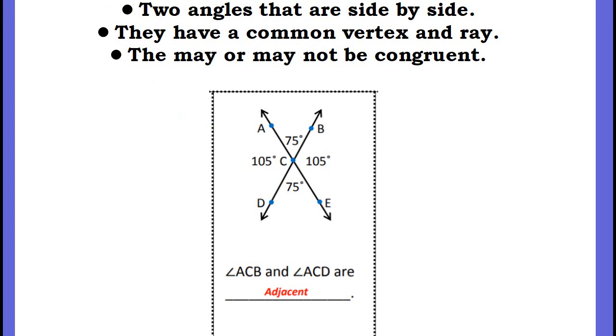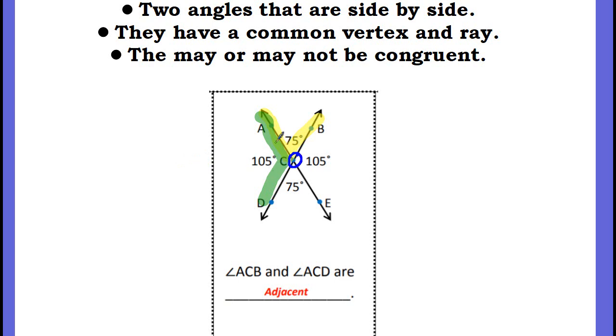Let me put on my highlighter here. It says that angle ACB, so this is angle ACB. Remember, the middle letter is the vertex. And angle ACD, which is angle ACD, that these two angles are adjacent. So do they have the common characteristics? Are they side by side? Yes, they are. Do they have a common vertex? They do. It is C.